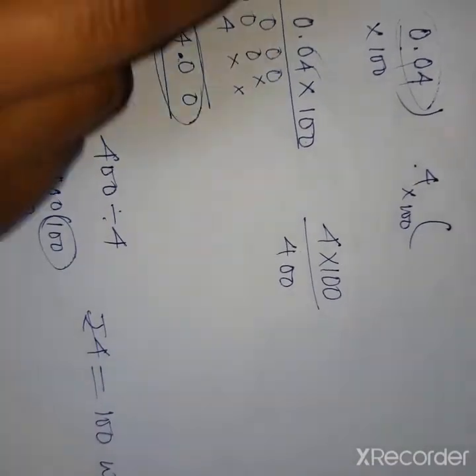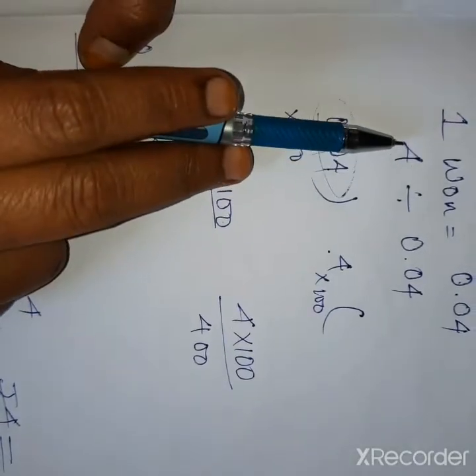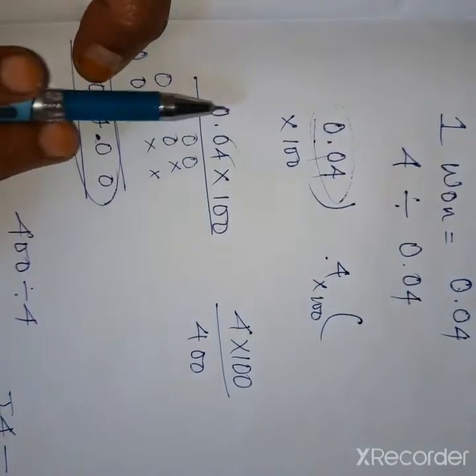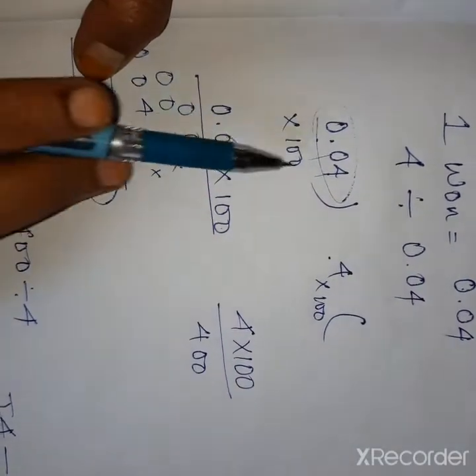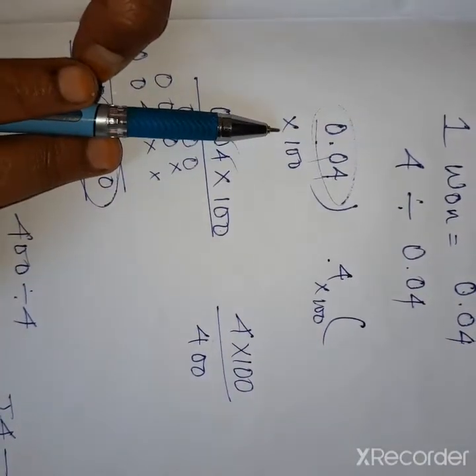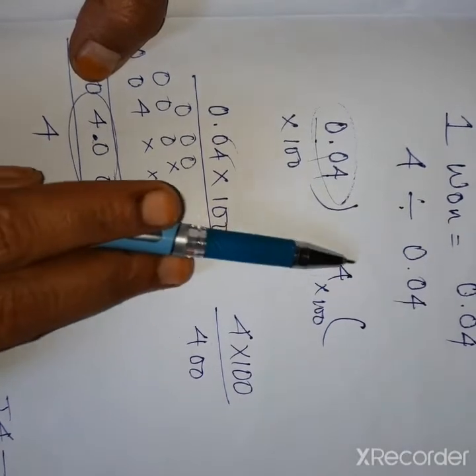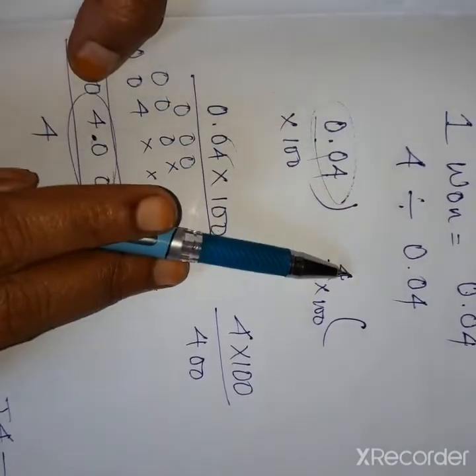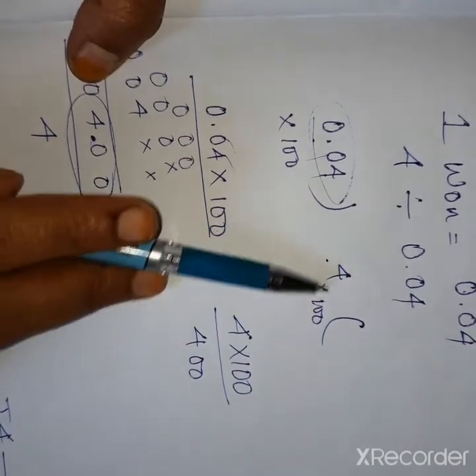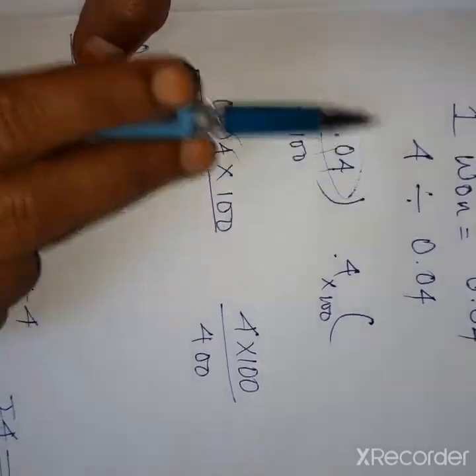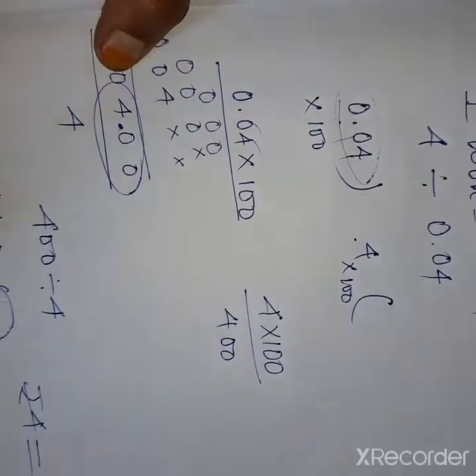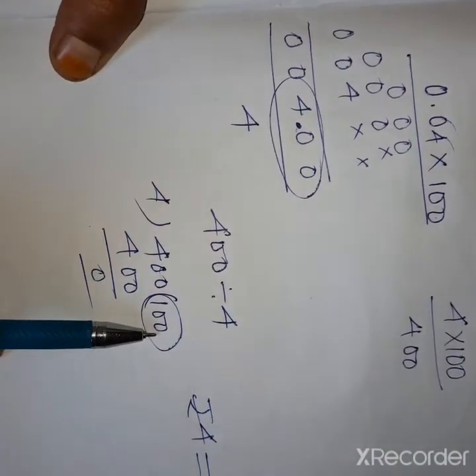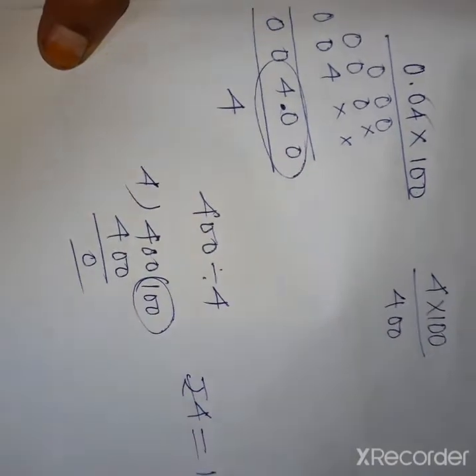So what we did, we divided 4 by 0.04. To do that, we converted this into a whole number by multiplying by 100. Same thing we did here. This is actually a whole number, but when we are multiplying this side also we have to multiply. That is the rule. So we got 4 here and 400 here, and when we did the division, we got 100 as the quotient. So 100 is the answer.